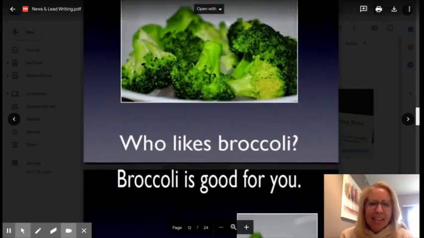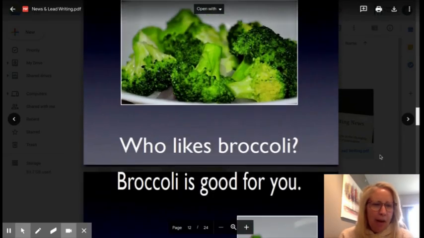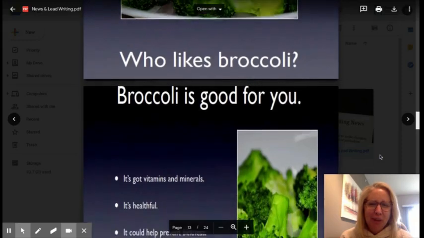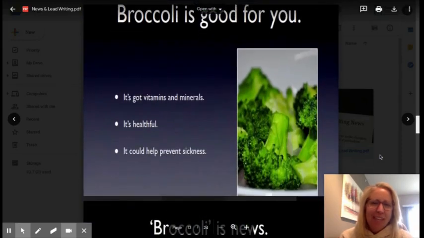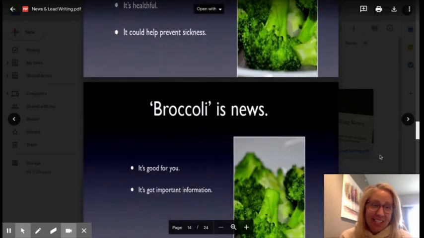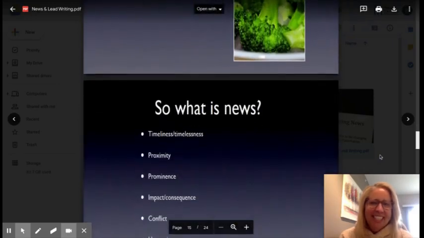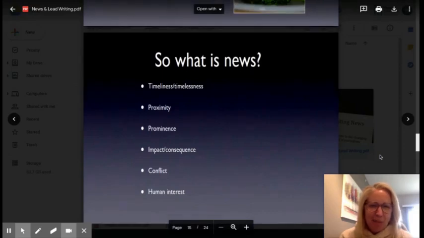Okay. So just a little bit more about what constitutes news. This is an analogy. News is broccoli, or broccoli is news, I should say. So if you have broccoli, you know broccoli is good for you. It has vitamins and minerals, and it's a green veggie. Broccoli is just like news. News is good for you. Knowing where your news comes from, knowing that it's been done ethically and factually is important. So it's good for you just like broccoli.